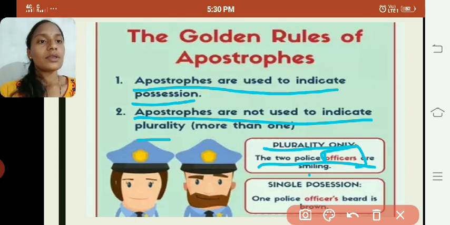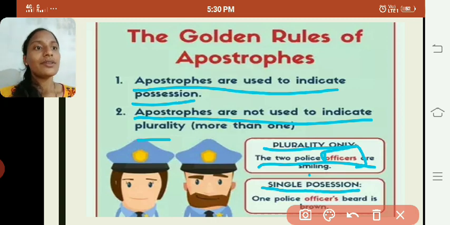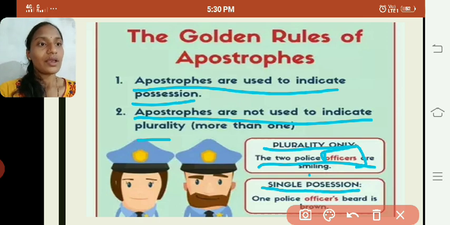Now in second example, this is apostrophe, single possession. One police officer's bed is brown. Here the bed that belongs to the officer is brown. So here it is showing the belonging. And how can we understand that it is showing a belonging? When there is apostrophe plus s. But when it is not apostrophe and s is there, that means it is a plural form of any word. Okay, fine.